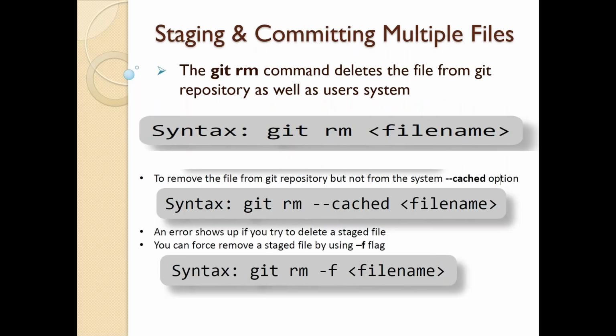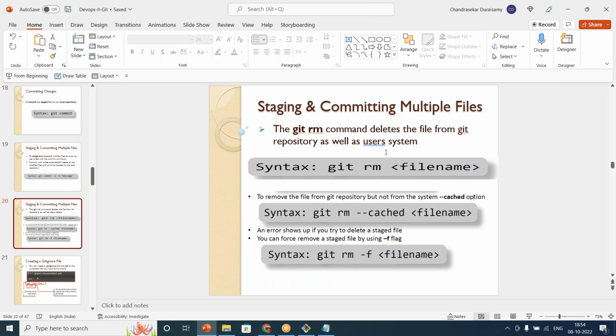Now let's see how to stage and commit multiple files, how to remove files, and how we can delete a file. There are two ways to delete a file. Either you want to delete it from the local repository as well as your local folder, or you want to remove it only from the repository but not from your system, and we will see all those things. That's why I created so many files, for us to keep on working on this.